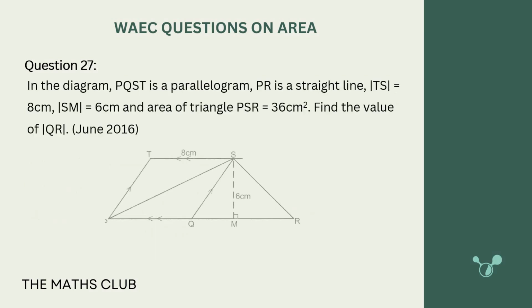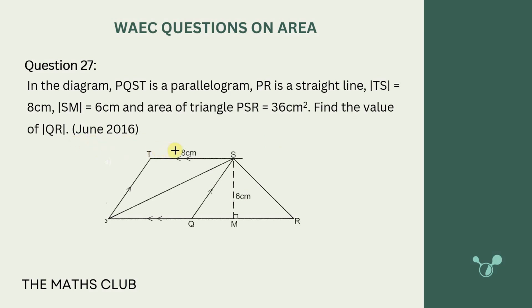Question 7 says that in the diagram, PQST, so these are P, Q, S, T, is a parallelogram. PR is a straight line. TS is 8 centimeter. SM is 6 centimeter. And the area of triangle PSR, so this P, this S, this R, the area of this is 36 centimeter squared. Find the value of QR.